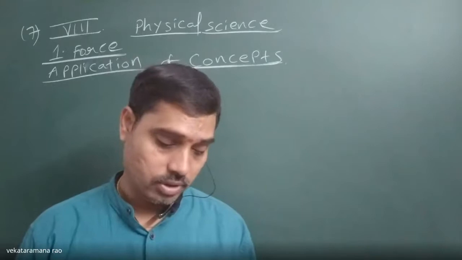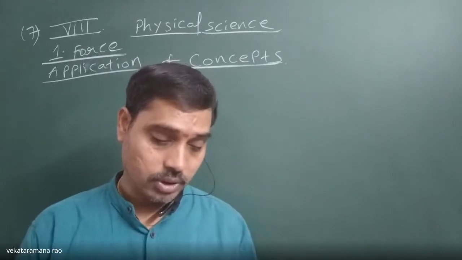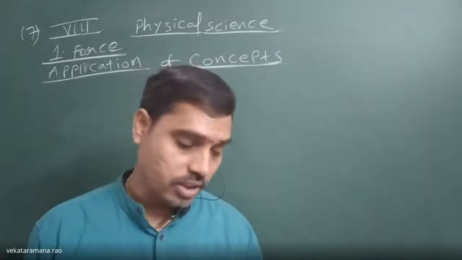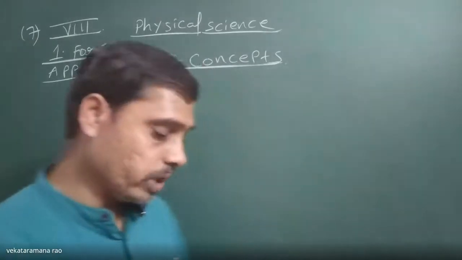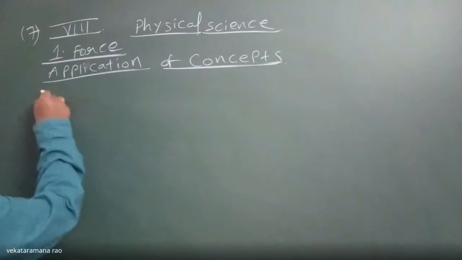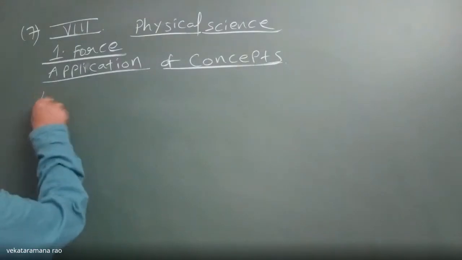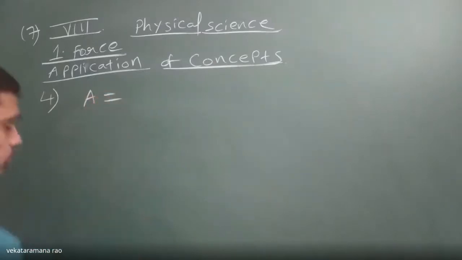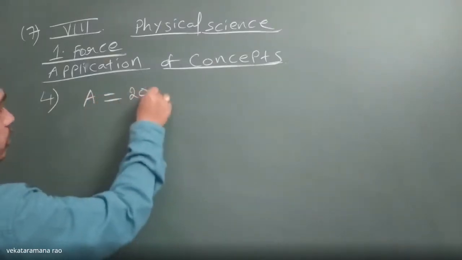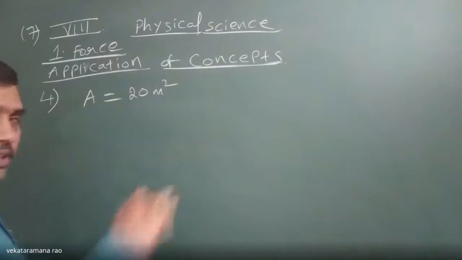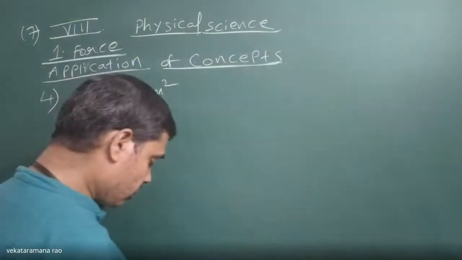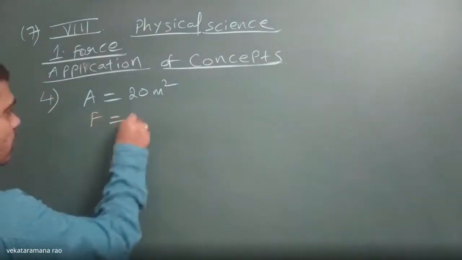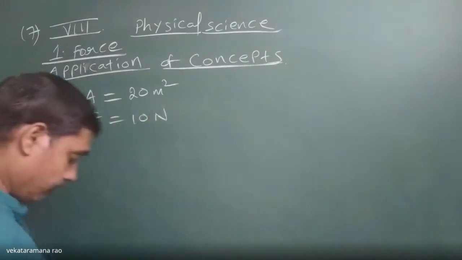The third one is also completed. Now let's go for the fourth one. The surface area of an object is 20 meters square. So the contact area is 20 meters square. And how much force is applied? 10 newtons of force is applied.